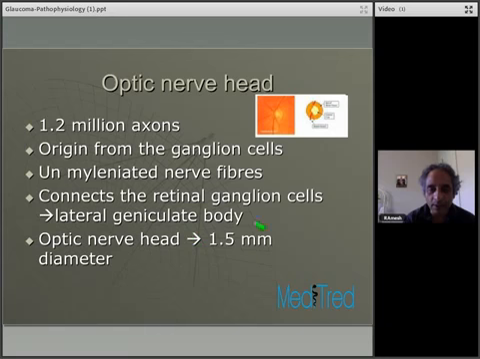And this is an important statistic for you to remember, both from the practical point of view and also for your boards. And so here is an example of a normal looking optic nerve. You can see that the central white depression is what is called a cup, and you can see a healthy pink rim surrounding it.